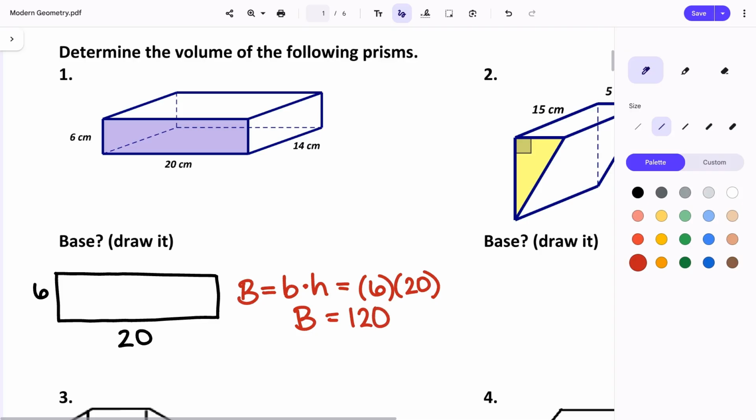That's just part of my volume formula. My volume formula that I wrote up above said it was the area of the base times the height. And that's what you had said, right? You said 120 times 14. Why is he using 14 and not 6? Is it right to use 14? Yeah? Why is it 14 and not 6?